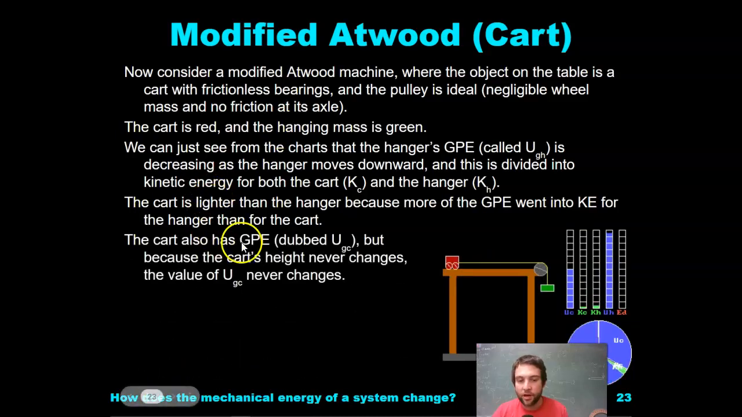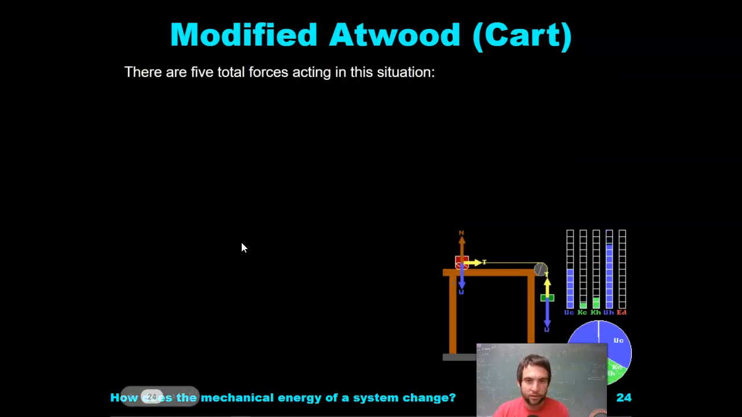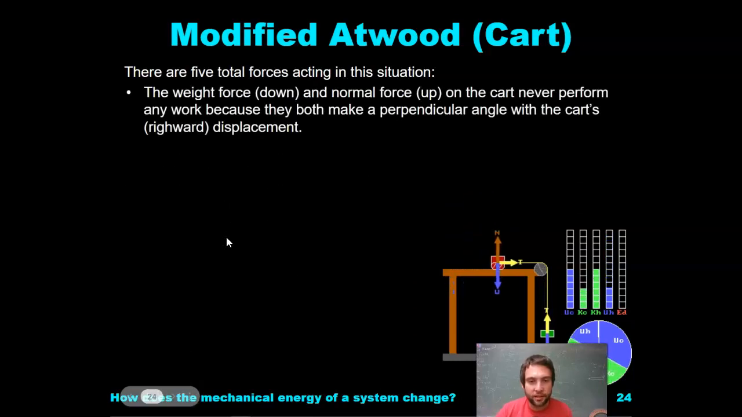The cart also has gravitational potential energy, but the cart's height never changes, so the value of U never changes. You okay if I call gravitational potential energy U? Right? There are 5 total forces acting in this situation.